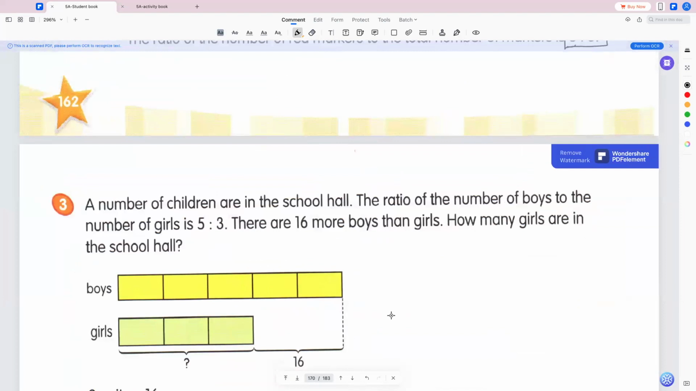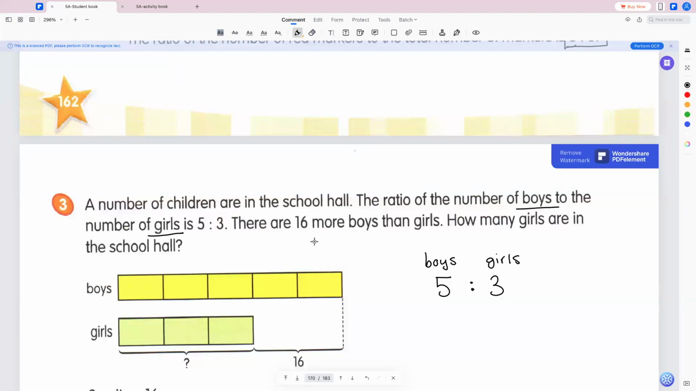A number of children are in a school hall, okay? The ratio of the number of boys to the number of girls is 5 to 3. Okay, so what I like to do, as I mentioned earlier, is write out my ratios, because sometimes when you have A, B, C, multiple parts to one question, you kind of forget, wait, which one is the boy, which one is the girl? So I like to even write it out for myself to be very explicit. So we know for every 5 boys, we have 3 girls, right? This is what our ratio represents.